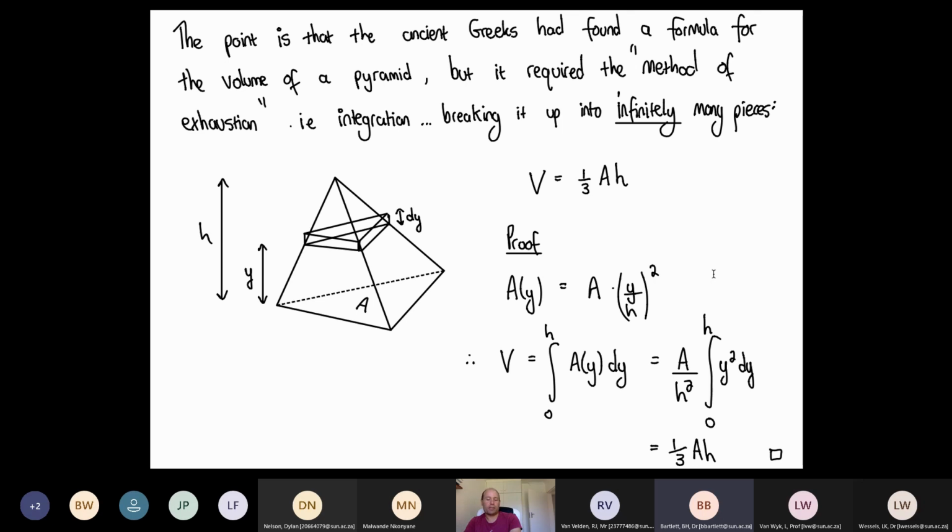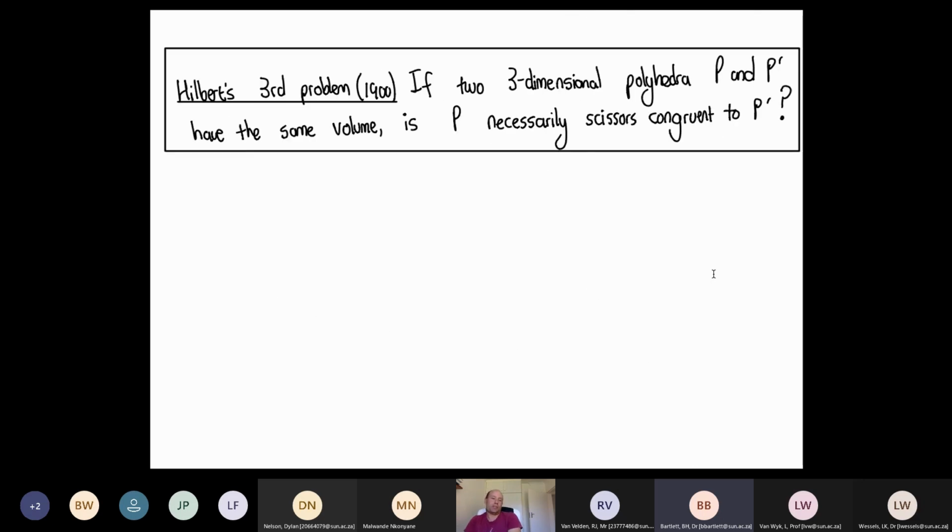And this is the same thing that bothered Hilbert, which now we can state his problem more precisely. If two three-dimensional polyhedra P and P prime have the same volume, is P necessarily scissors congruent to P prime? So if they have the same volume, can you chop one up into finitely many pieces and rearrange it to form the other? You can do that in 2 dimensions, as we proved. The question is, can you do that in 3 dimensions?